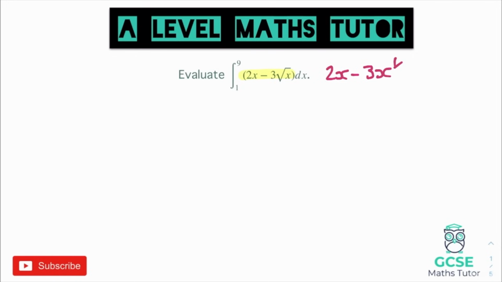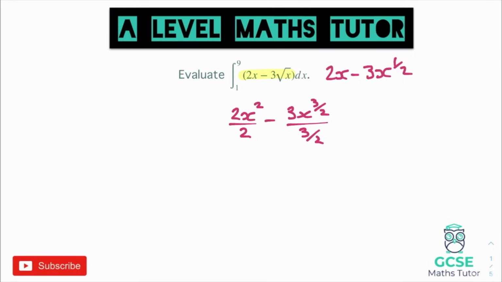Now to start with, all we're going to do is integrate here. So if we integrate that, we will have, and let's just have a look at what we get. We get 2x squared over 2, and then increasing the power there for the power of a half, we get 3x to the power of 3 over 2, and we're going to divide that by 3 over 2.